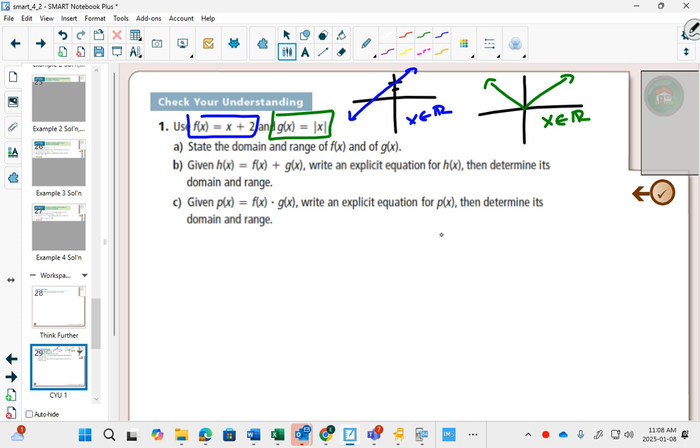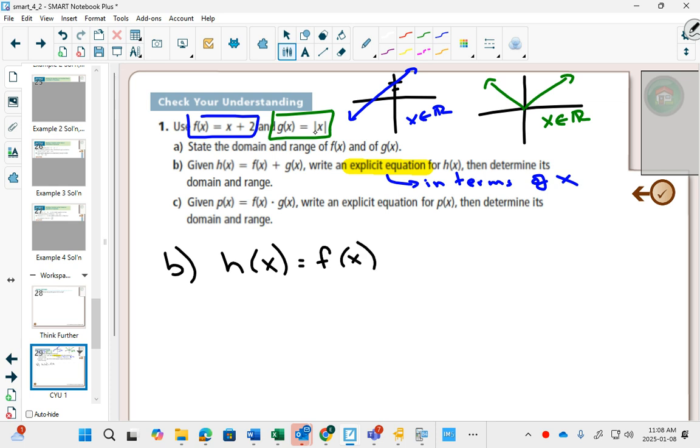Now we're going to get into some new language. We're going to find out what it means when it says write an explicit equation. An explicit equation means that you want to write it in terms of x. So this, in B here, this is not an explicit equation, because this is in terms of f and in terms of g.